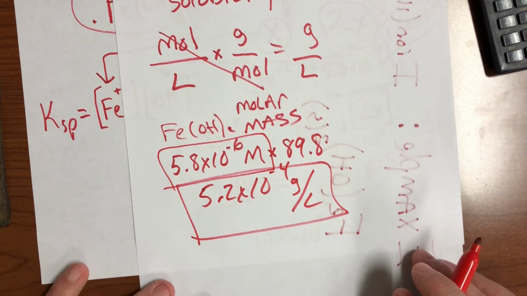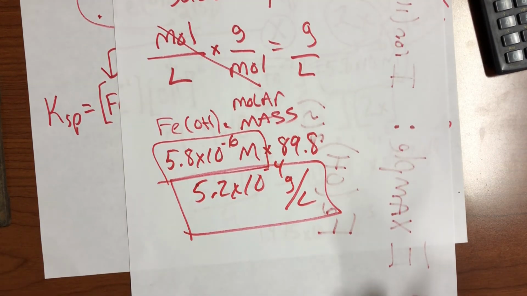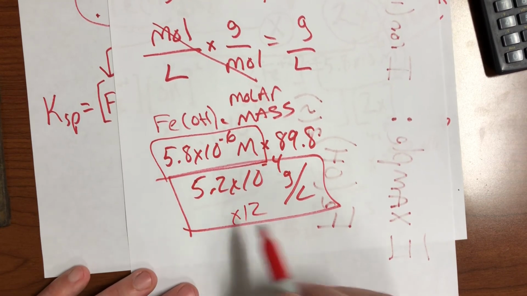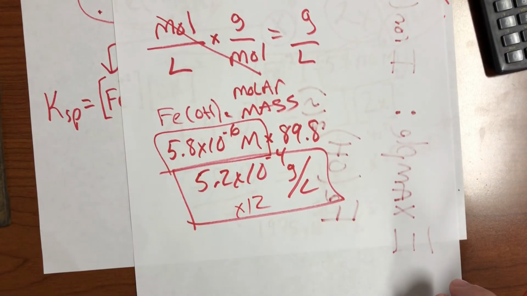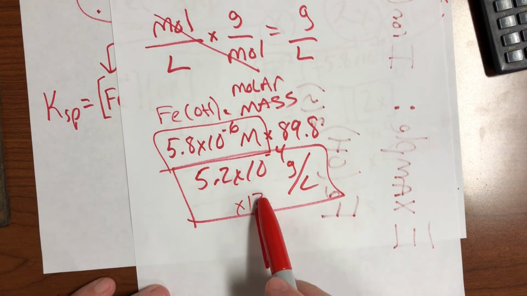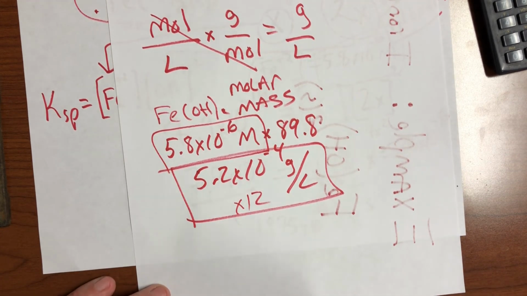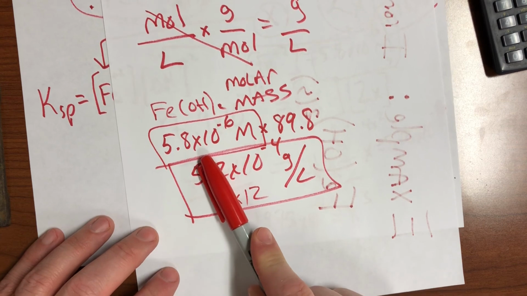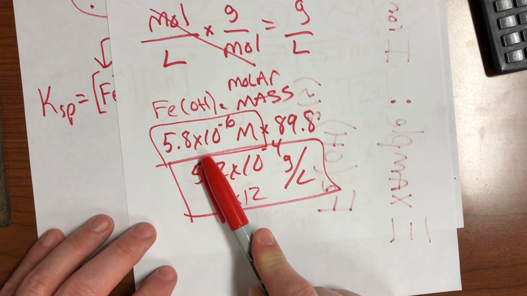Then you could have questions like how many grams can dissolve in 12 liters. Well, it's just going to be this times 12. So that's kind of how you do a problem like that. You could also work a problem the opposite way. We're not going to do it right here, but you could go the other way where you start with the solubility and need to calculate a K. And so that's just a matter of taking the solubility, making sure it's in molars, writing your K expression, and plugging those numbers in.